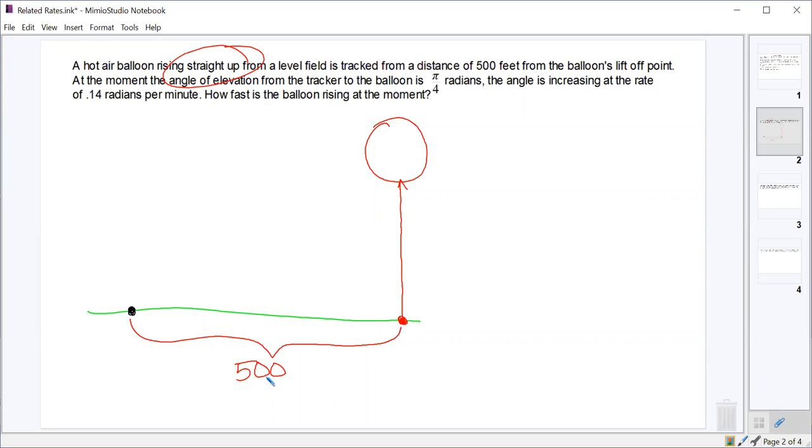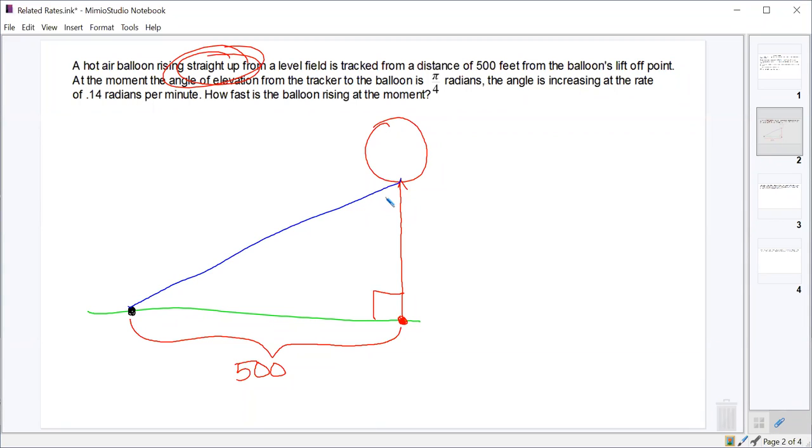Yeah. Okay, good. Now, what else is happening? It is going up, right? How is it going up? It's going straight up. What does that tell us about this angle here? It should be a right angle, 90 degrees. And that angle is not changing, right? The balloon is rising straight up, so that angle is 90 degrees forever. All right, and so we could see this becomes a nice little right triangle here.